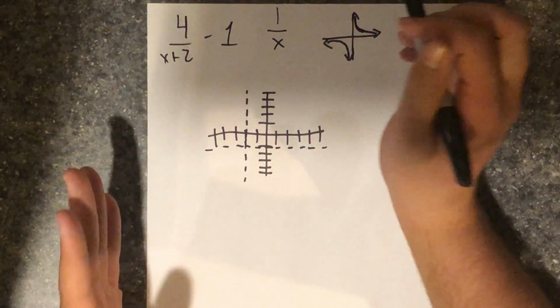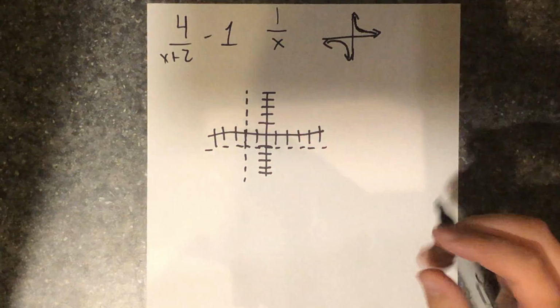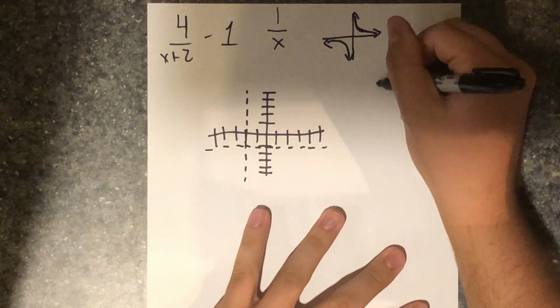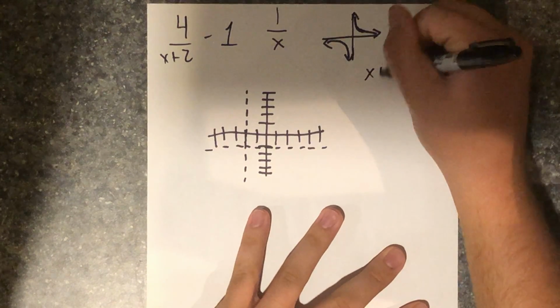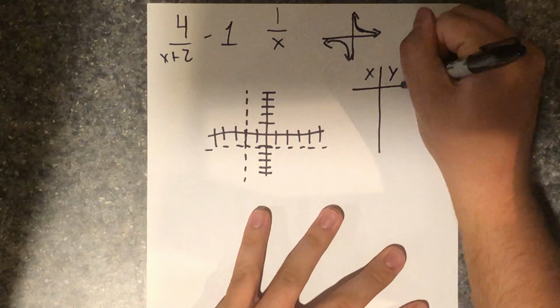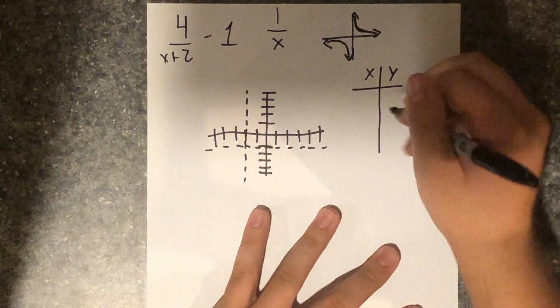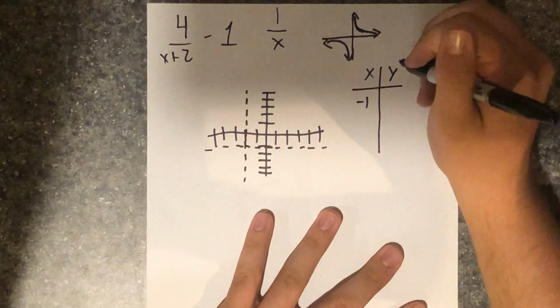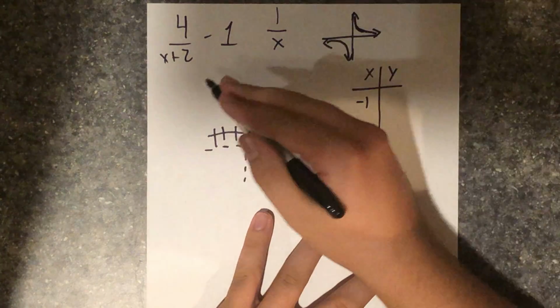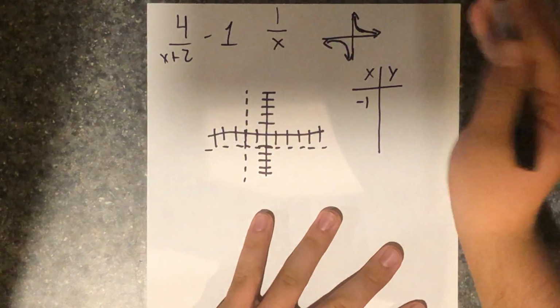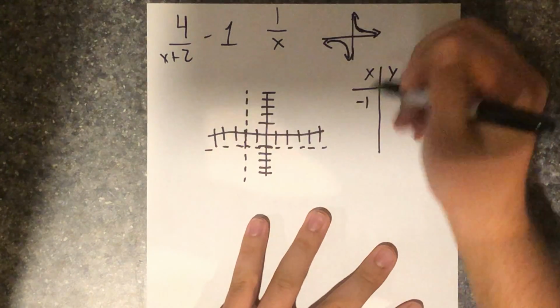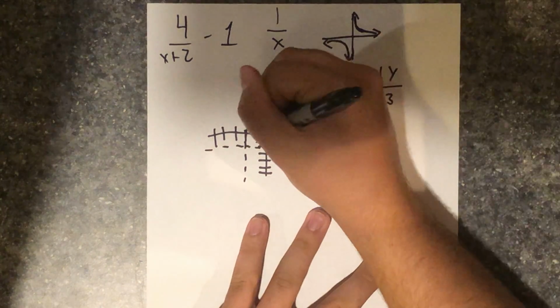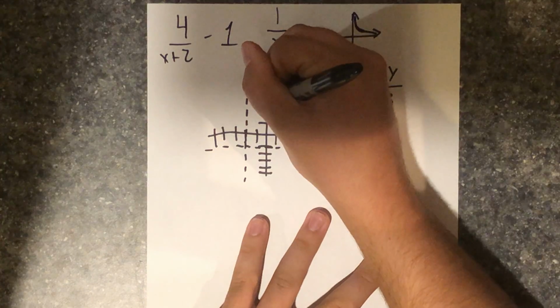And then we can just plug in some different coordinates to get a few points on the graph. So let's plug in, this is our x, this is what our y value is going to be. Let's plug in -1, to the right of the vertical asymptote. You just plug into this equation. -1 plus 2 will get you 1. 4 divided by 1 is 4, and 4 minus 1 is 3. So -1 will get you 3.